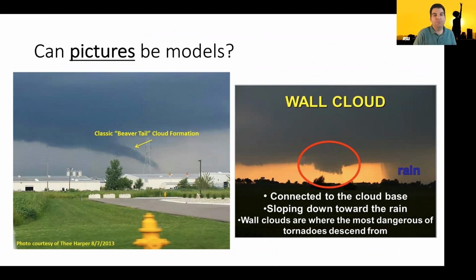And so models don't have to be mathematical. They don't have to be a computer simulation. They can be pictures, for example. So on the left, we have a so-called beaver tail cloud formation. On the right, we have a so-called wall cloud. These are two examples of clouds that have been named by meteorologists.